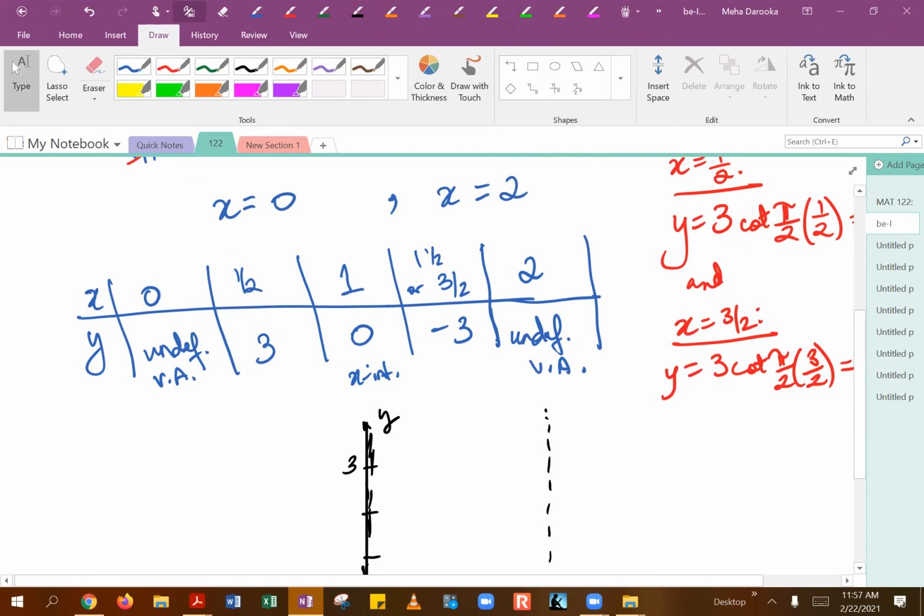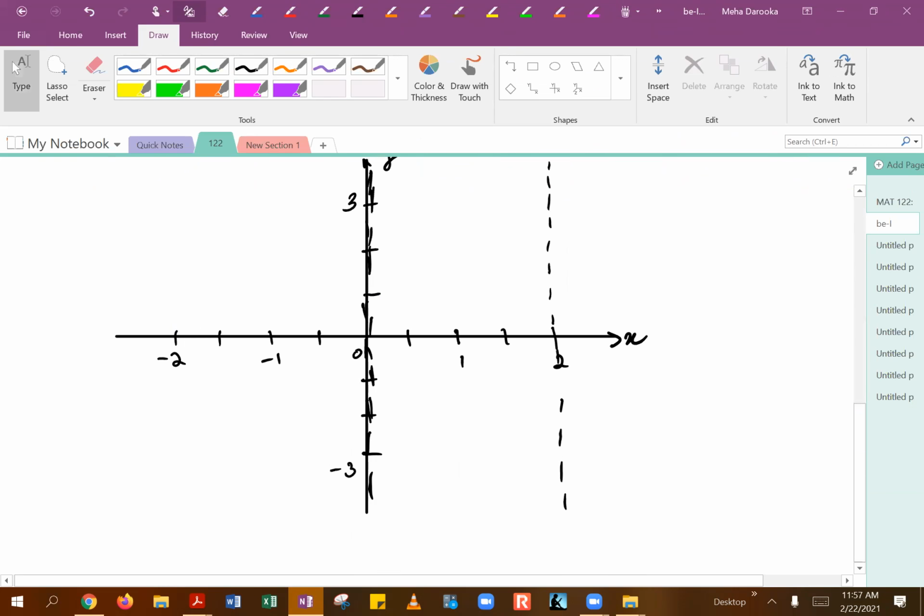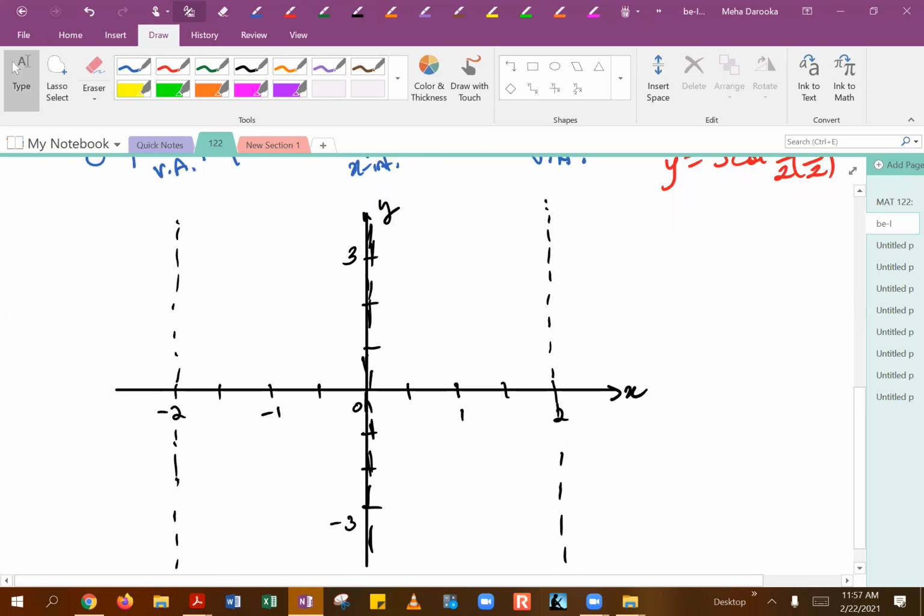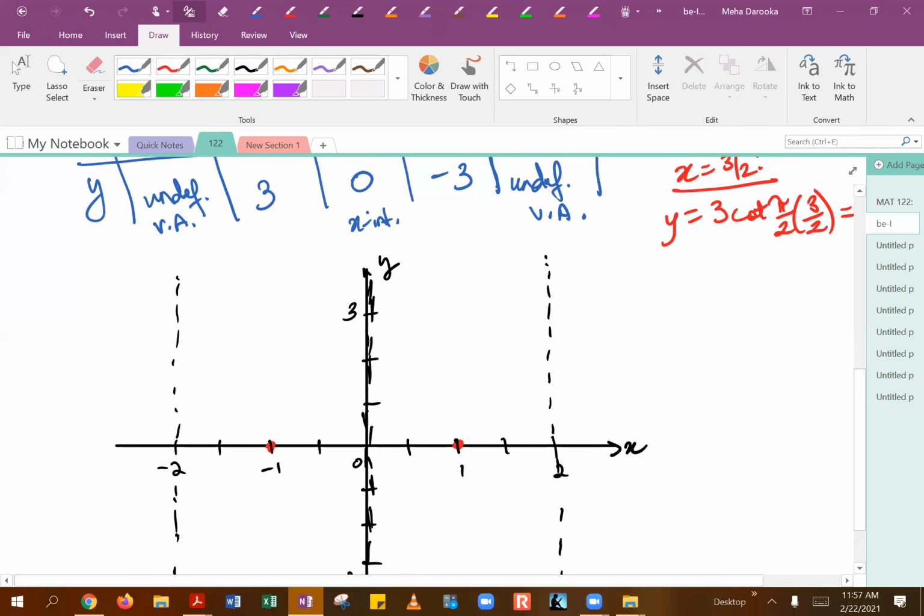Now, if you were to move this to the left-hand side, then your other vertical asymptote would fall at 0, and then the other one at negative 2. So this is also where we would have a vertical asymptote. Again, we know halfway between that is our x-intercept. So that would be at positive 1 and negative 1.